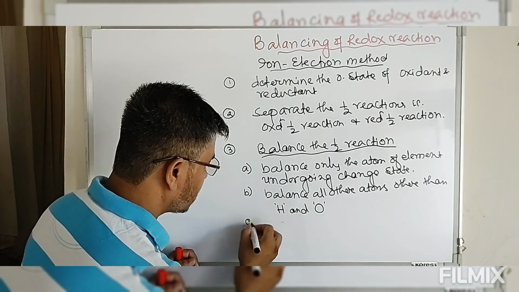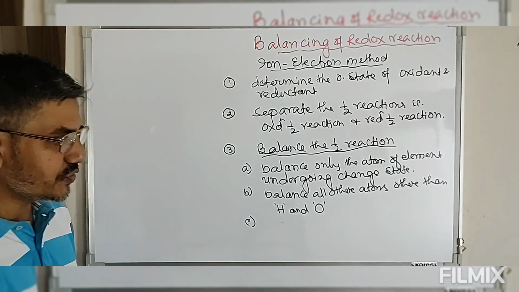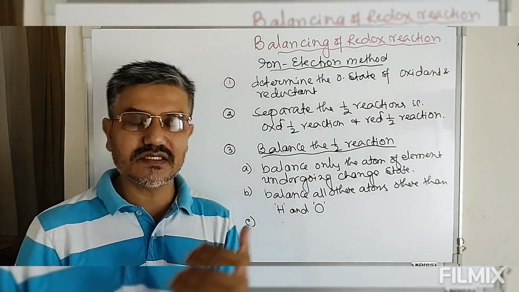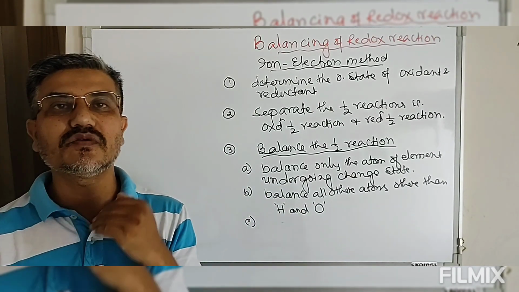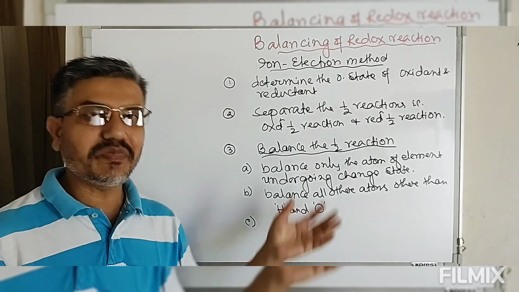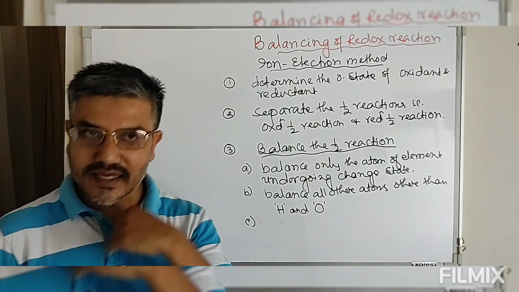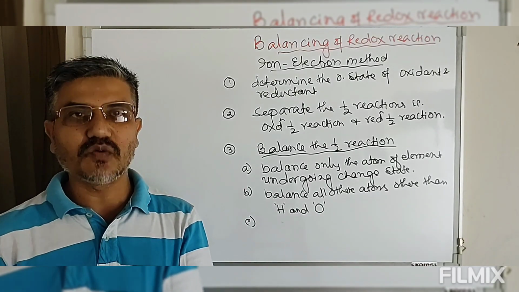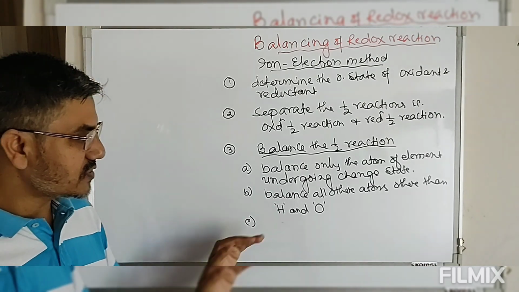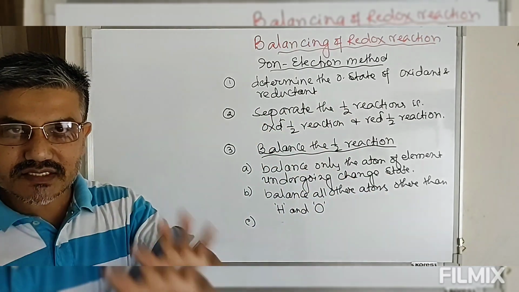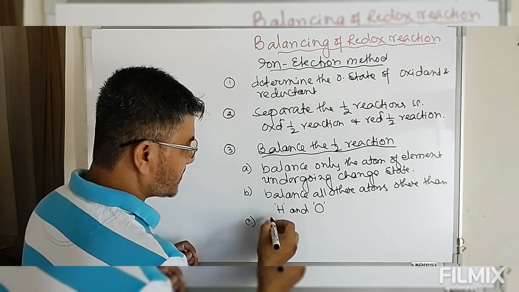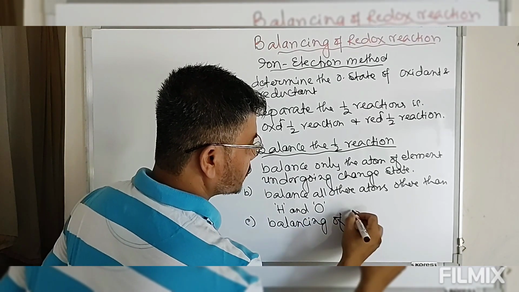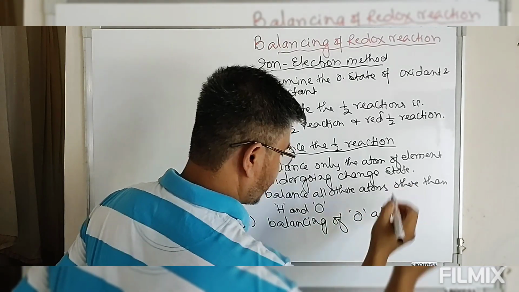So the next step is balancing of oxygen. I suggest you balance the oxygen first, because once you balance the oxygen, in many cases hydrogen will be automatically balanced. But if you balance the hydrogen first, then there may be a requirement for balancing of hydrogen again. So there will be a consumption of time, duplication. In order to avoid this, first we will balance the oxygen, then we will balance hydrogen. So next is balancing of oxygen atoms in both these half reactions.